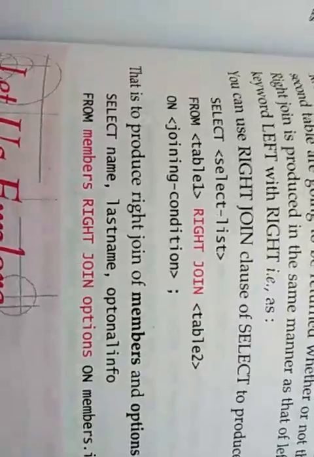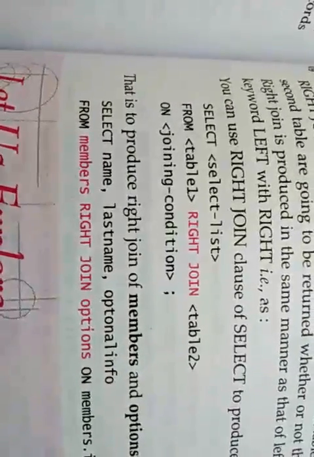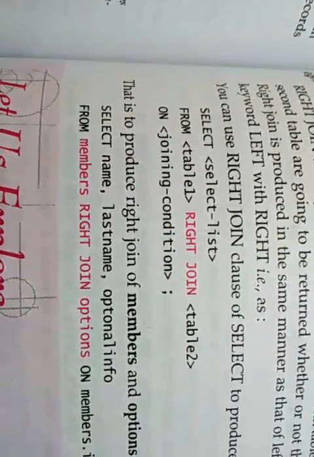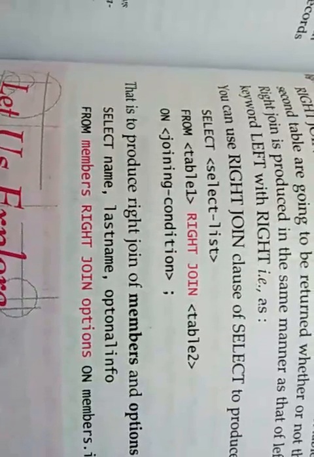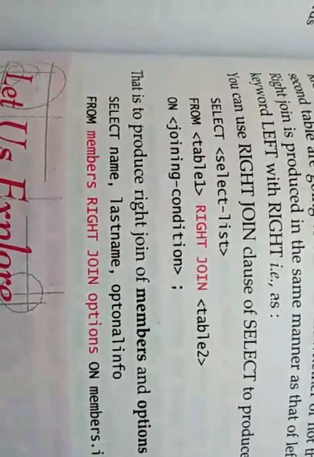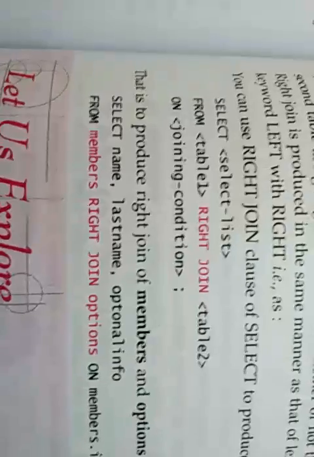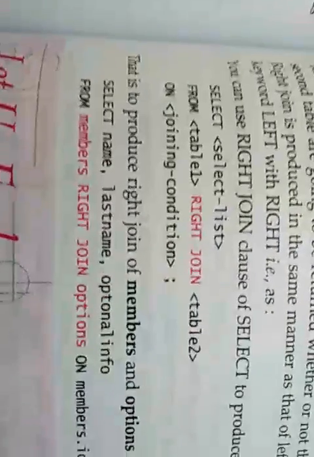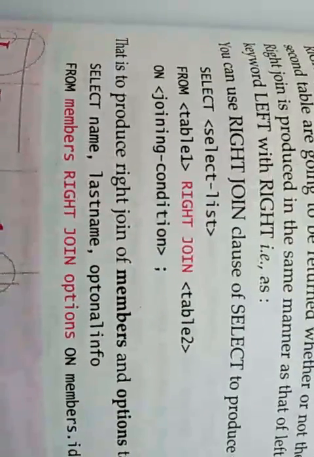Similarly, in the case of the right join, the system will display all the rows of the right hand side table and display only the matching records from the table used on the left hand side.